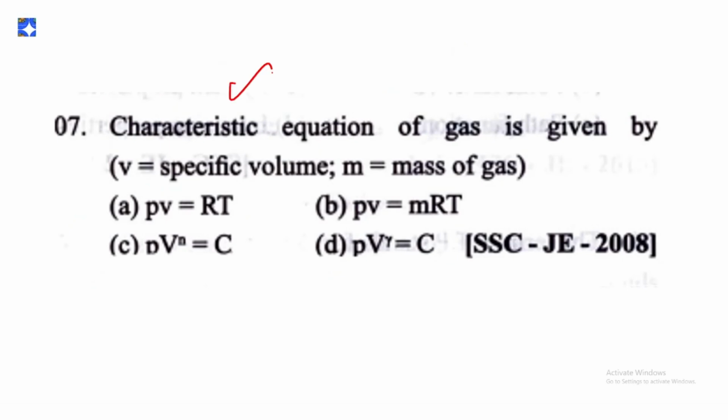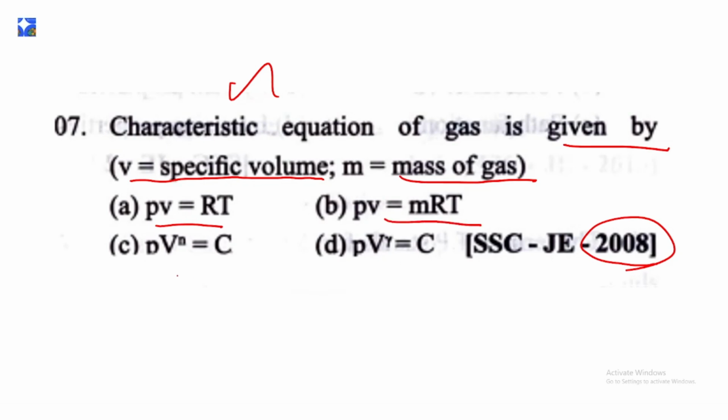The characteristic equation of a gas is given by, where V is specific volume and m is the mass of the gas. This question has been asked in the year 2008. Option A, PV equal to RT. Option B, PV equal to mRT. Option C, PV^n equal to constant. Option D, PV^gamma equal to constant. So the question is, what is the characteristic gas equation?